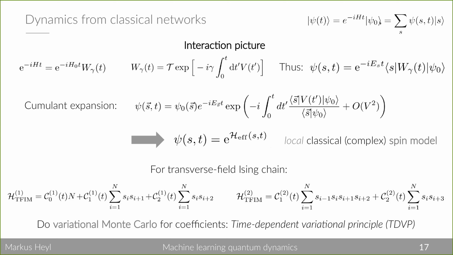So psi naught is the initial condition, and I was not showing that explicitly, but psi naught of S is in the end just this overlap you can see here. The S psi naught overlap.